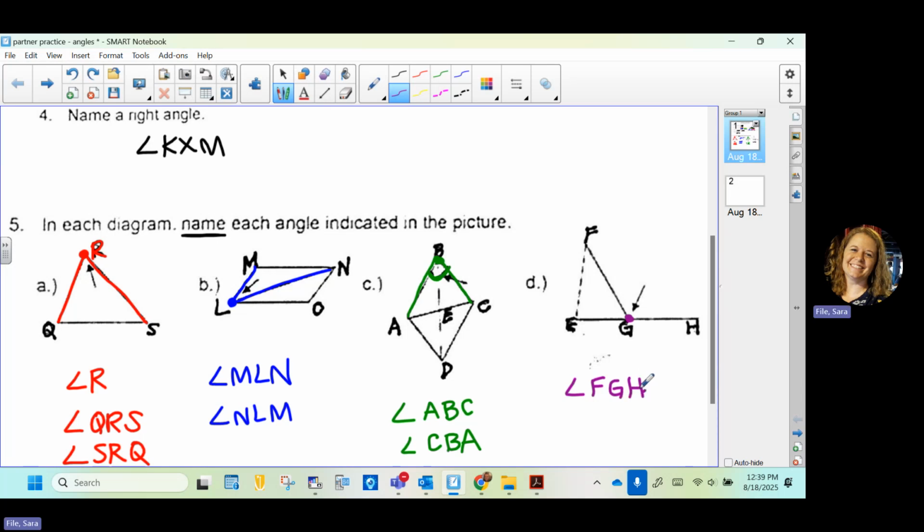F, G to H. So if I trace it, F, G, H. Remember, just play connect the dots and see if it's the right angle. Okay, or you could do it backward, H, G, F. That would be correct also.